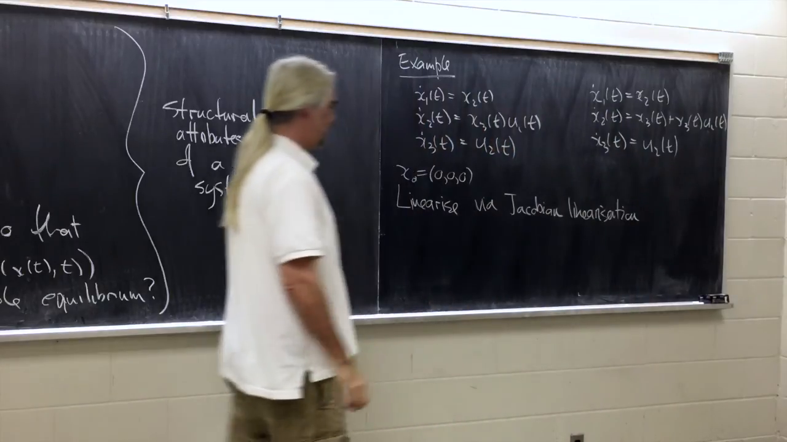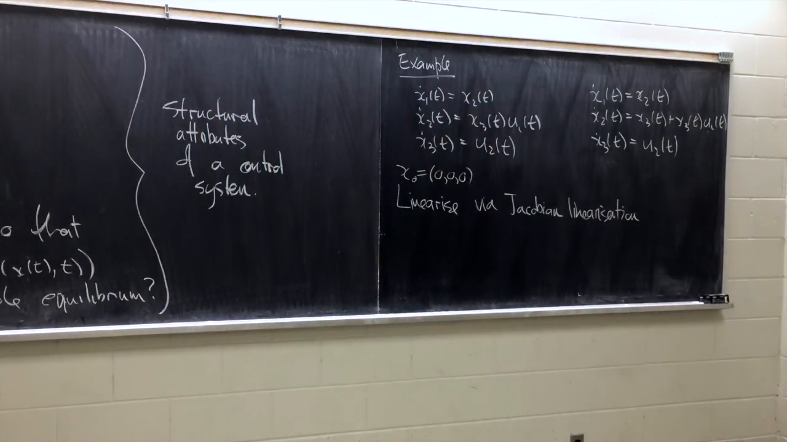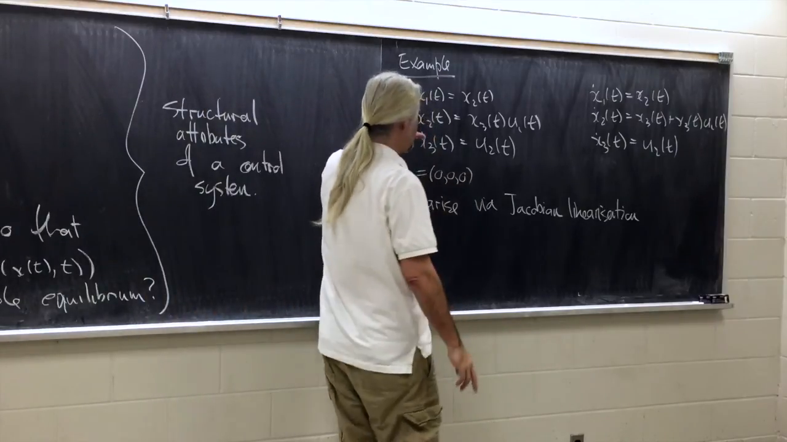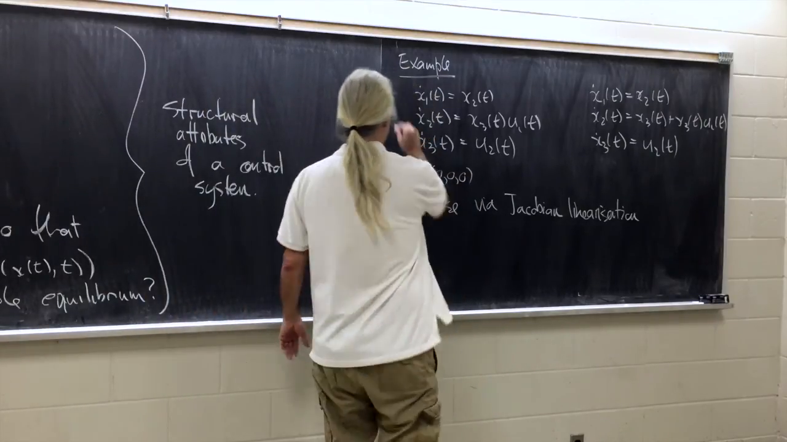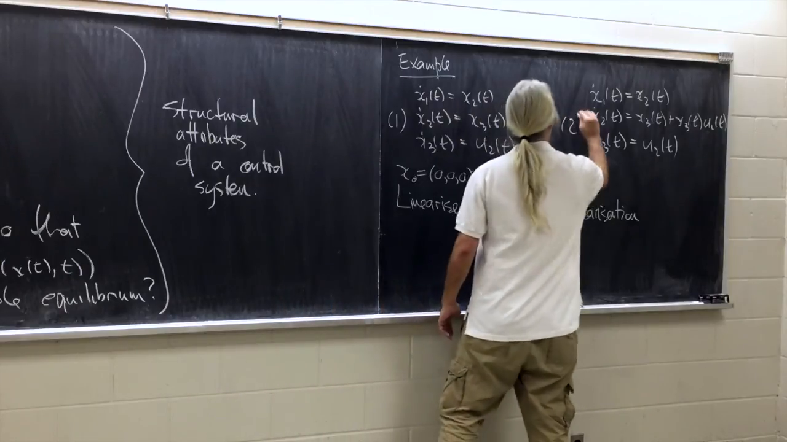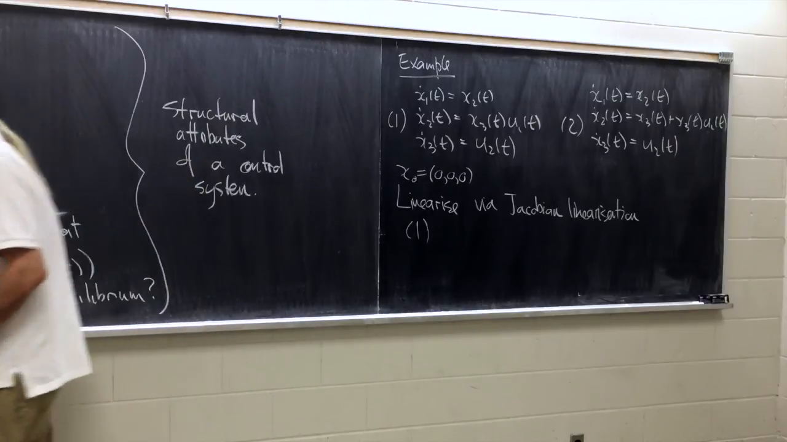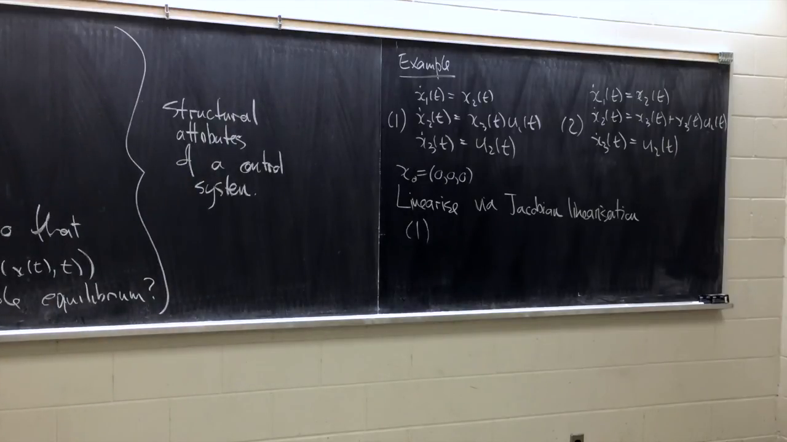And you will find this technique in every textbook on nonlinear control theory. All right, but the conclusion that you get here is when you linearize this guy, so let's call this one 1, this one 2. The idea in linearization is you linearize and then you look at the properties of the linearized system, which is, of course, a linear system.